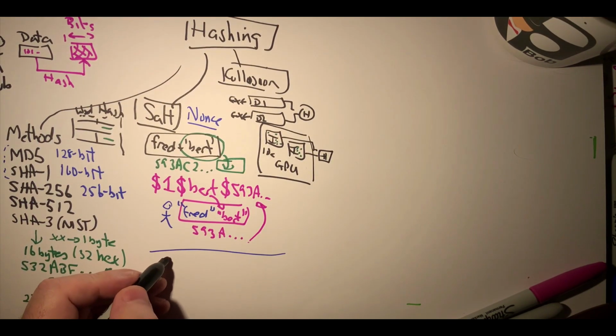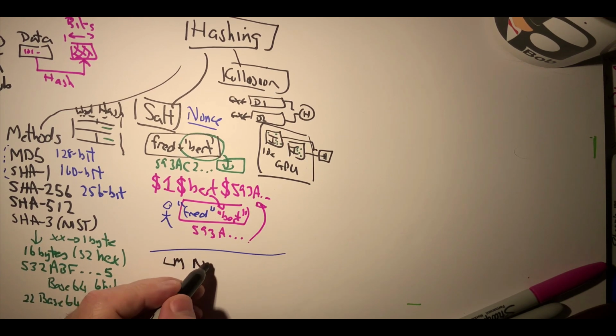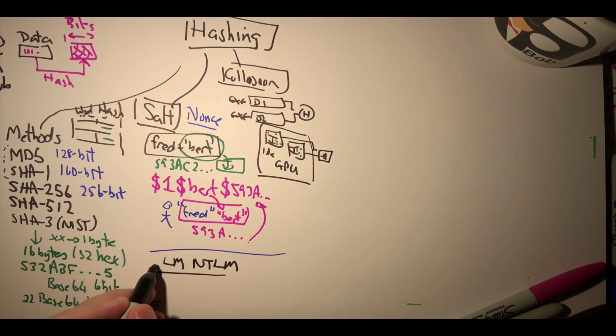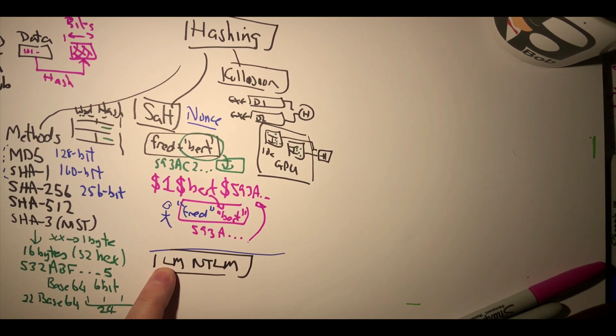In Windows, there's methods called the LM hash and NTLM, and these were used to store Windows passwords and are often used to breach hash passwords within Windows systems.